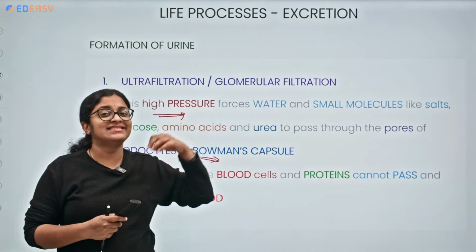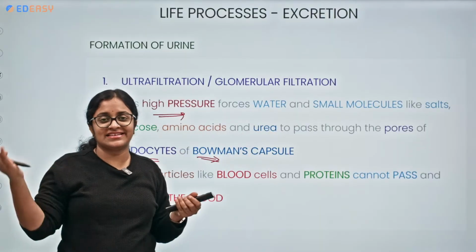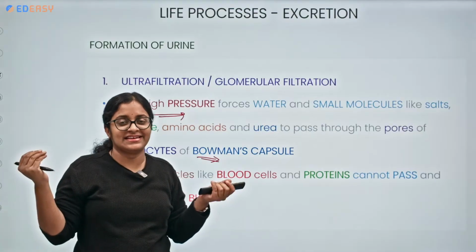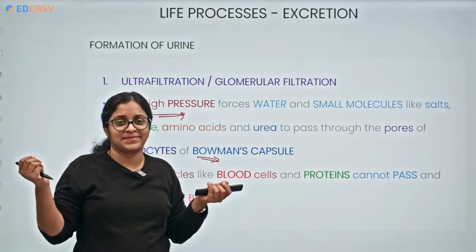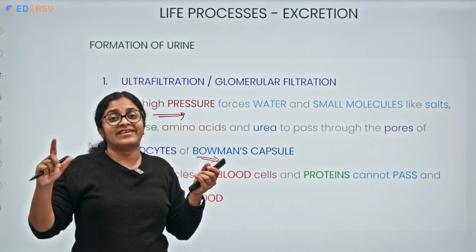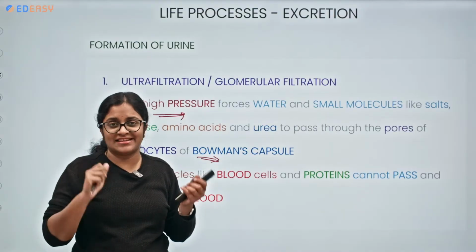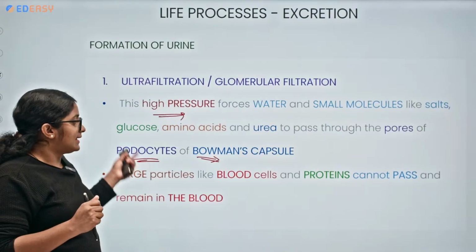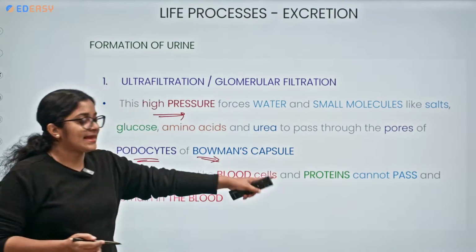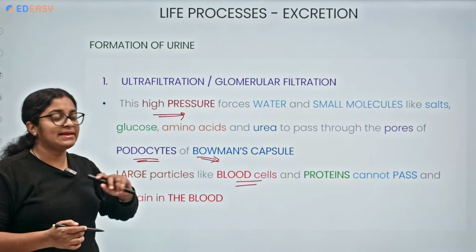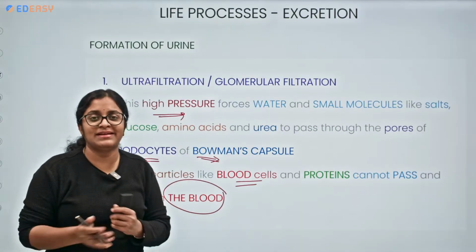The large particles will not be getting strained over here, as we see in the tea and tea powder case. In the tea liquid, the large particles, the tea powder, are present. That will be very large when compared with the pores of the strainer, and that should be eliminated. Now what happens? The large particles like the blood cells and proteins cannot pass, and they will be retained within the blood.